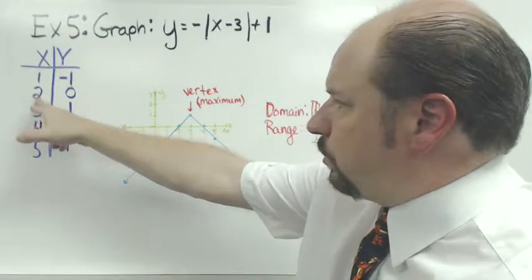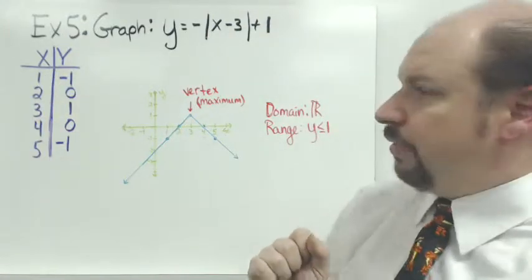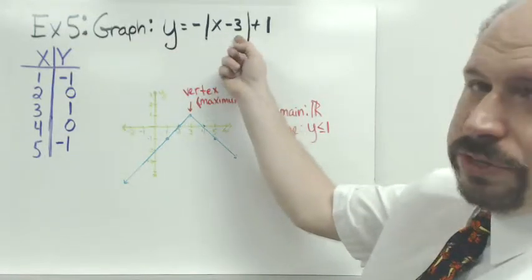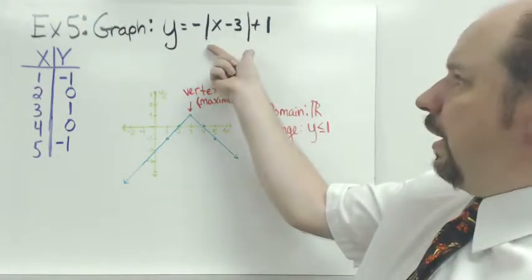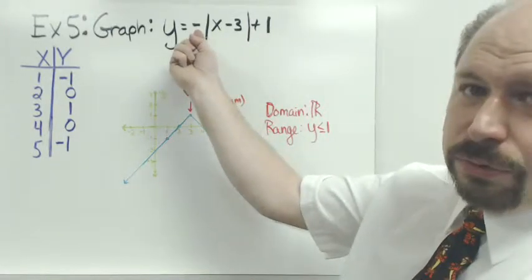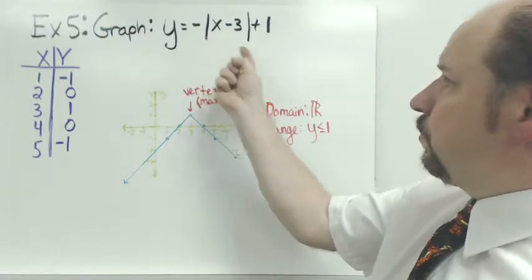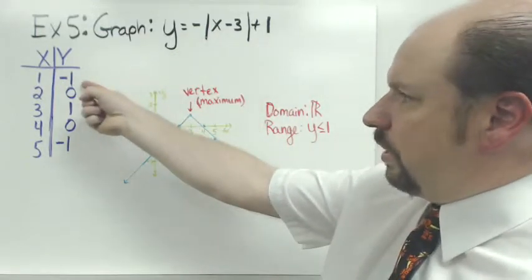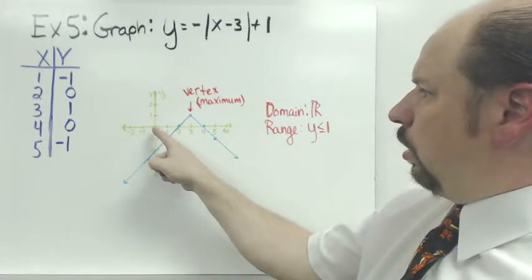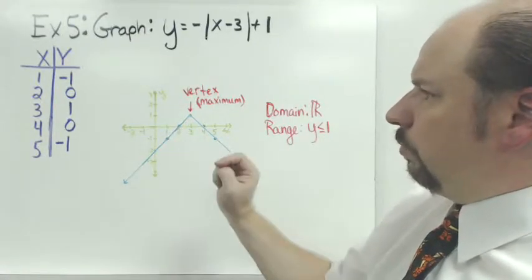So I have 1, 2, 3, 4, and 5 for my table of values. So let's put in 1. 1 minus 3 is negative 2. Absolute value makes it positive 2, but now this negative sign out front makes it negative 2 again. So negative 2 plus 1 is negative 1. So we have the point (1, -1) right here.